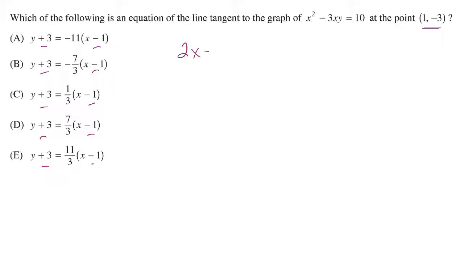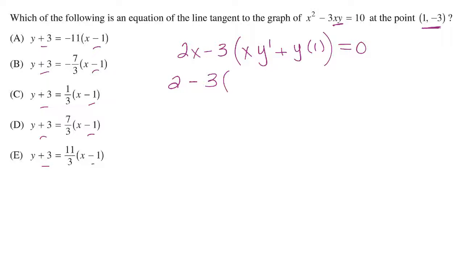We're going to have 2x minus 3 times, this is going to be product rule. So I have the first times the derivative of the second, which is going to be 1 dy/dx, or 1 y prime, plus second times derivative of the first, and then all of that's going to equal 0. Now from here, I would just substitute in. So in place of x, I have 1, so 2 times 1, 2, minus 3 times y prime, plus negative 3. And all of that equals 0.